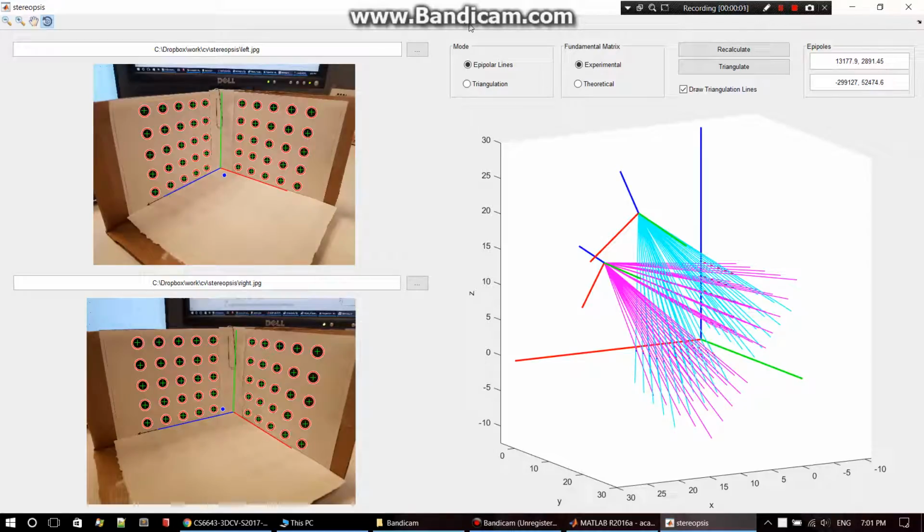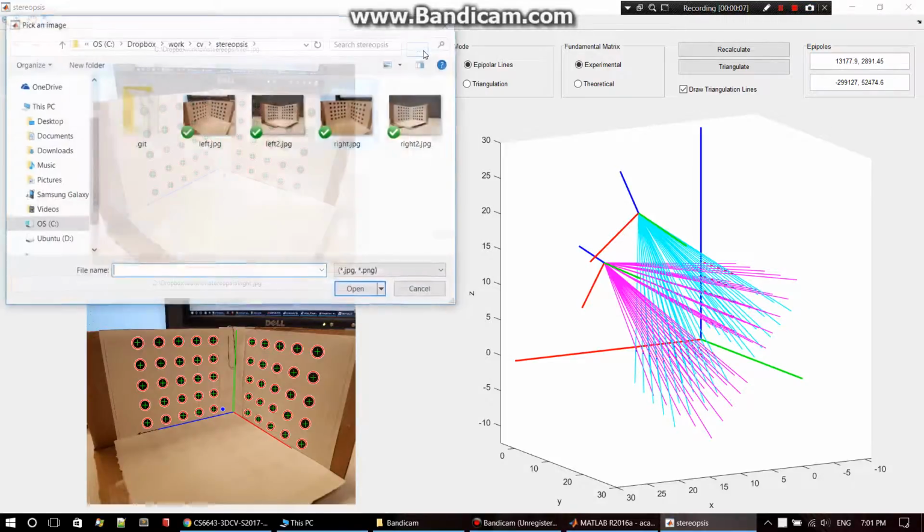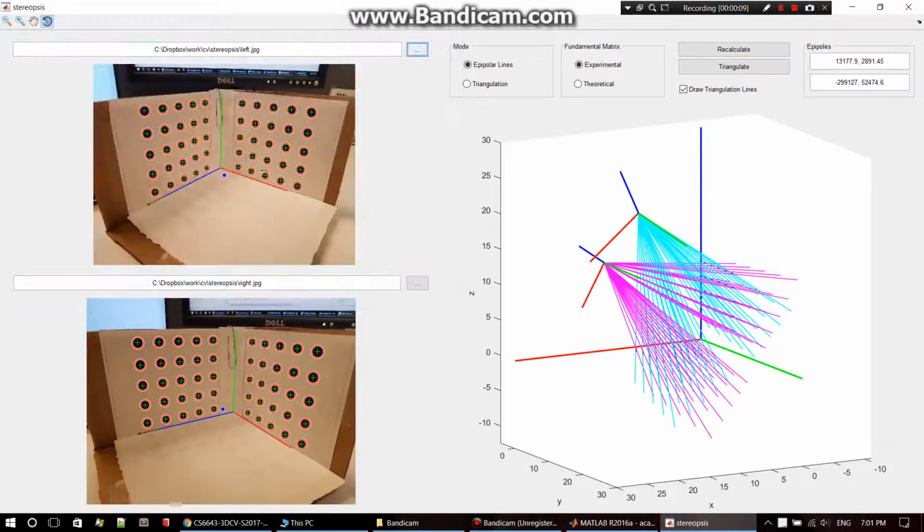And welcome to Stereopsis, 3D shape reconstruction system using a stereo pair of images. Once selected, the image is automatically calibrated. You can see green crosses that are reprojected points, and they lie inside of red circles, which were automatically detected for calibration, which means that calibration was successful.